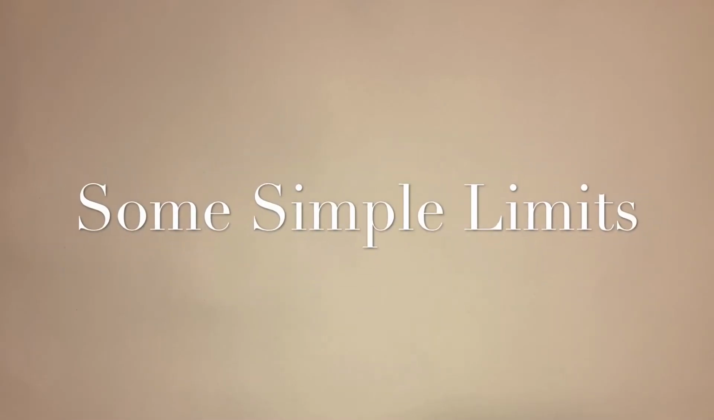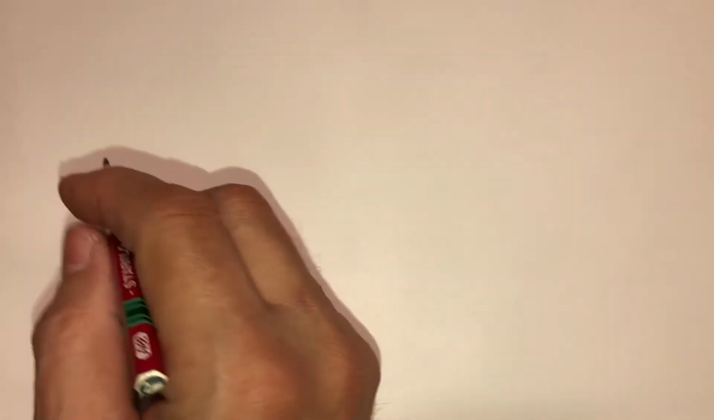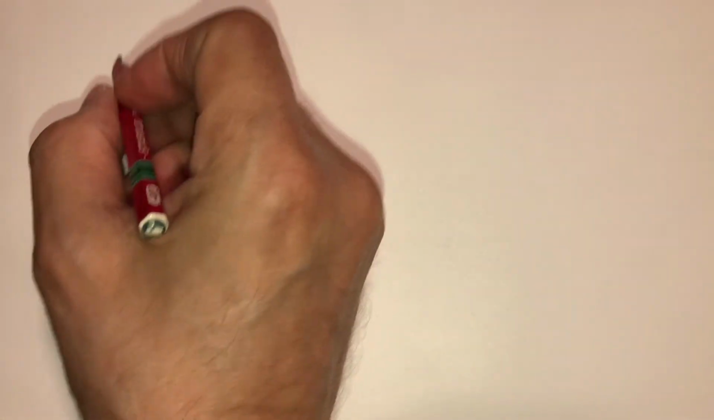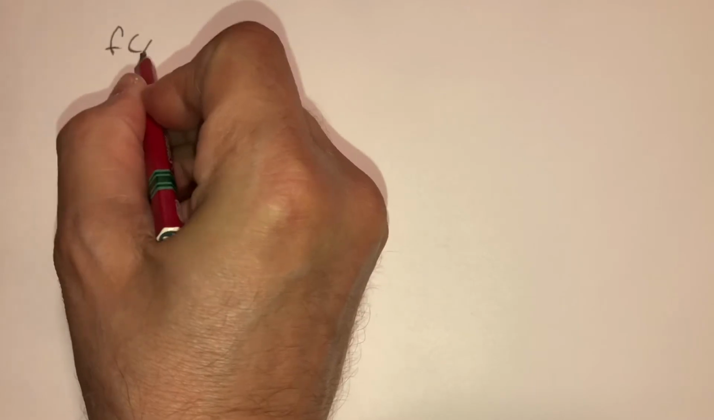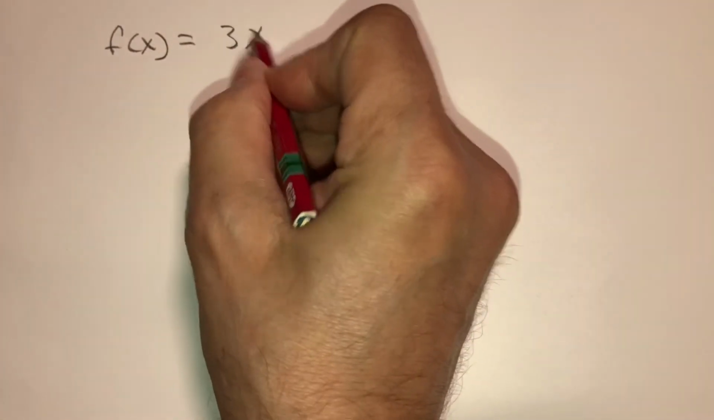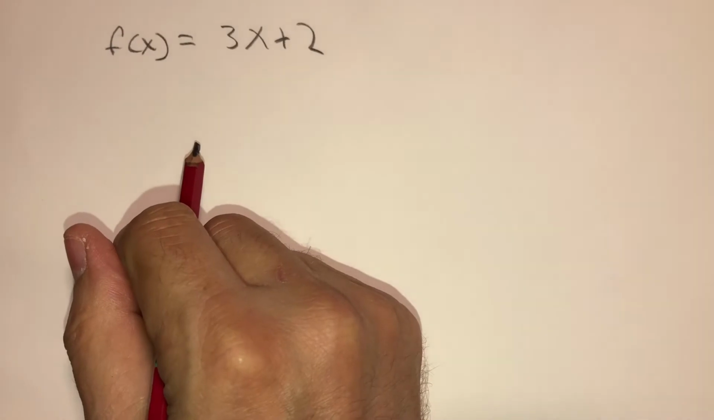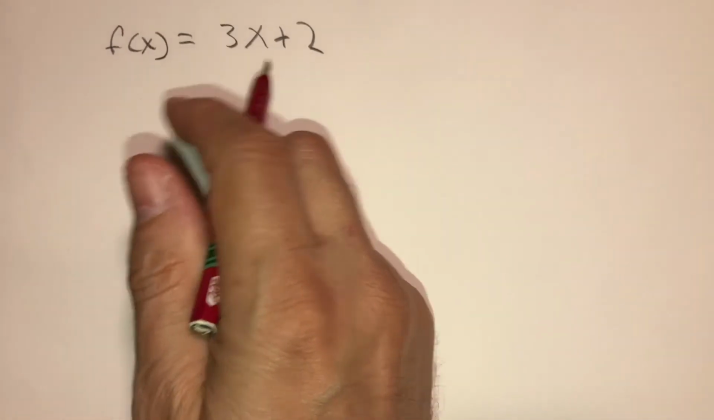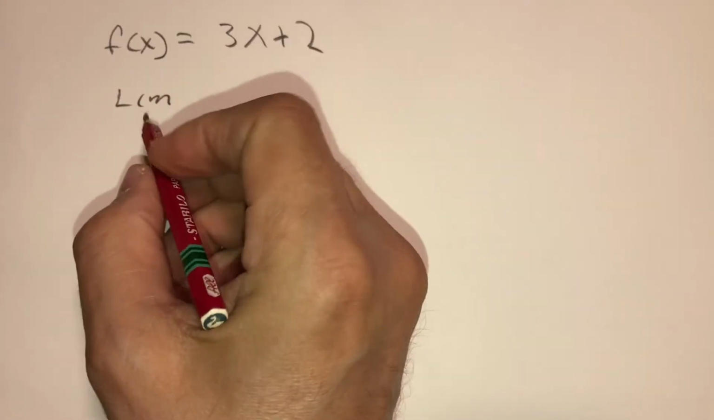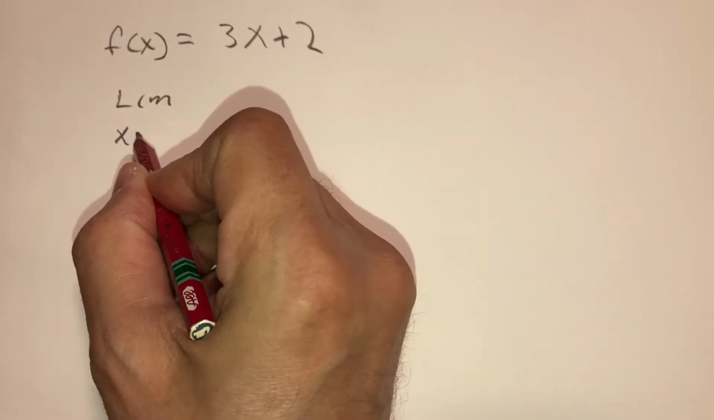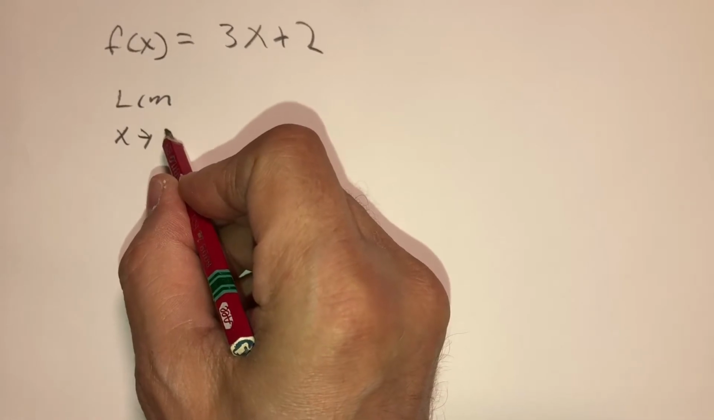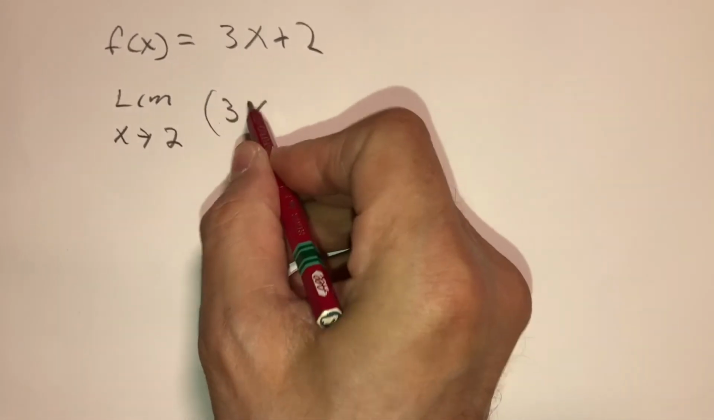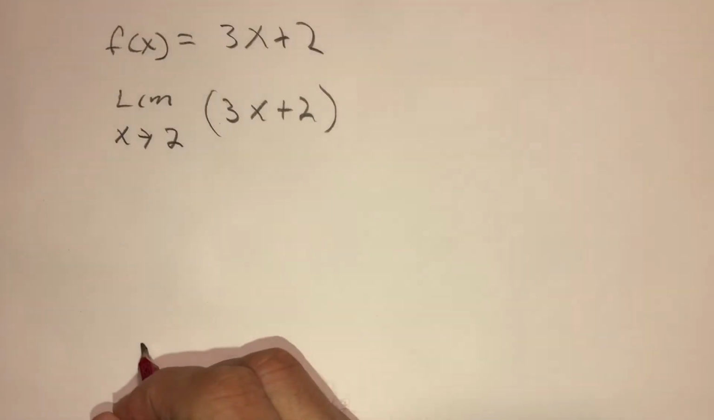Okay, in this video, I want to just calculate some simple limits, and then in a later video I'll show the definition of this stuff. So anyway, let's say we have a function like f of x is 3x plus 2, and we want to calculate a limit as x approaches 2 of 3x plus 2. Let's say we want to do that limit.